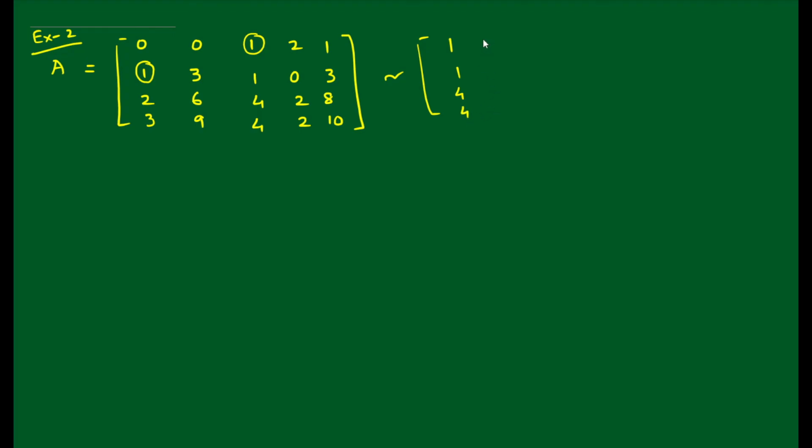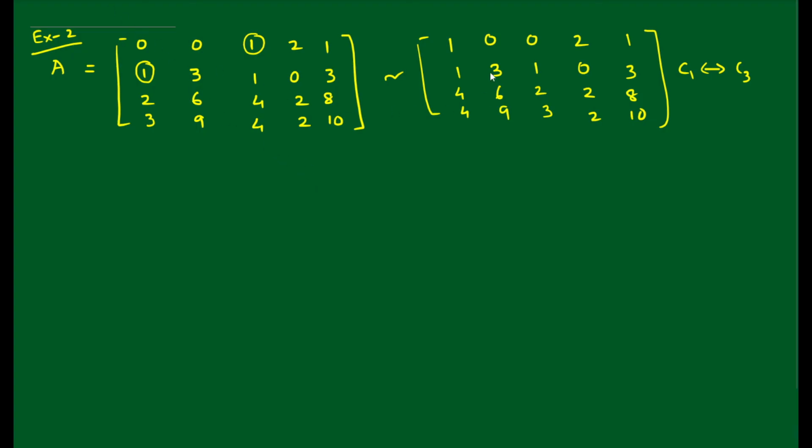Column 2 will be as it is, 0, 3, 6, and then 9. Now here column 1 will come, 0, 1, 2, and then 3. Then 2, 0, 2, 2, 1, 3, 8, and then 10. So what we did is that we interchanged column 1 with column 3. Now first we will do echelon form.